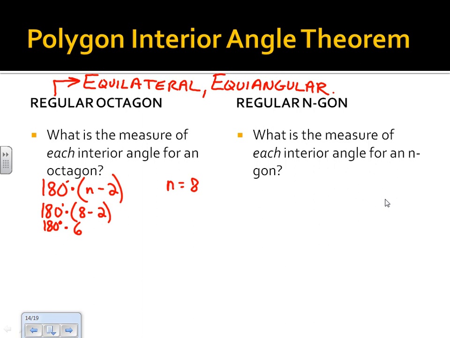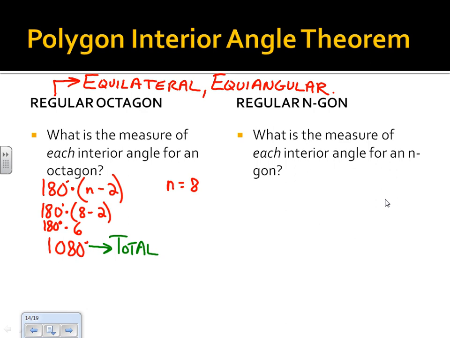$1080. So 1080 degrees. This is the total. That means for every single interior angle, right? So far we've always been finding the total, right? We want to find the whole thing. Now I want to know for each one.